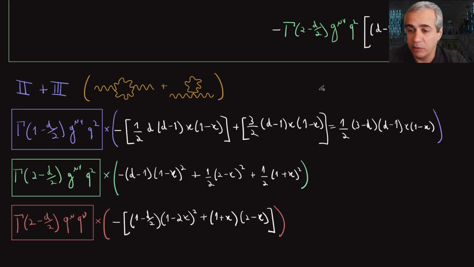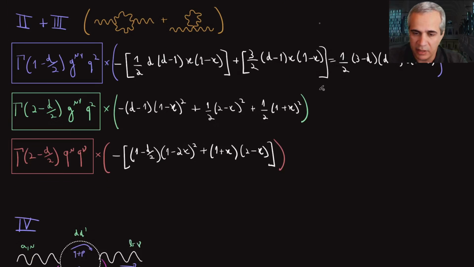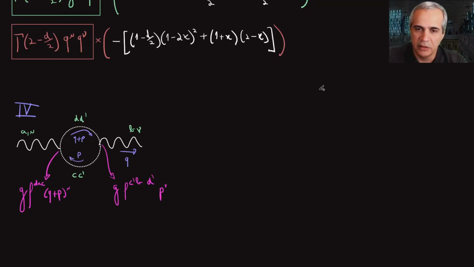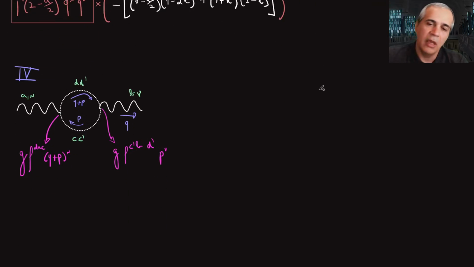So what can I do about this now? Go to the next loop, which is number 4, and I have it right here. So now I have to do the loop involving the ghosts. The ghosts are much easier. It's just a scalar propagator, with the added extra color.